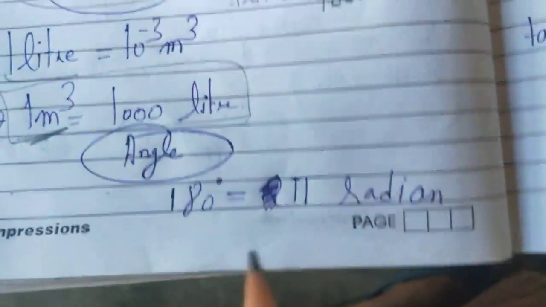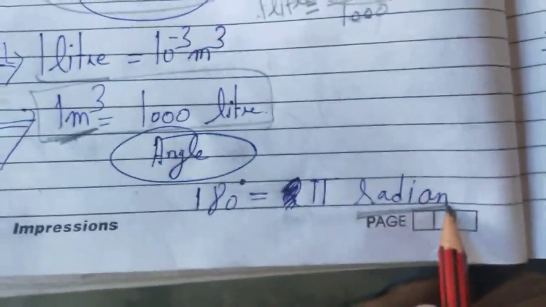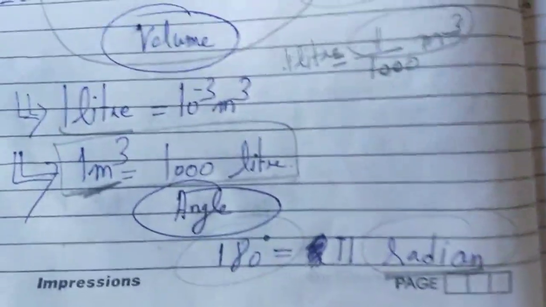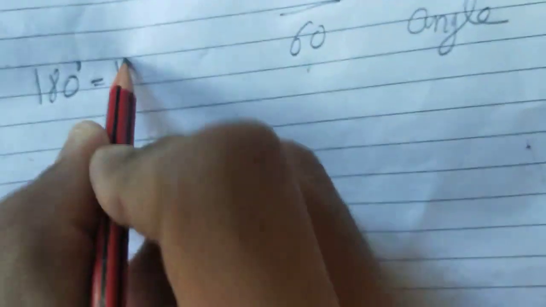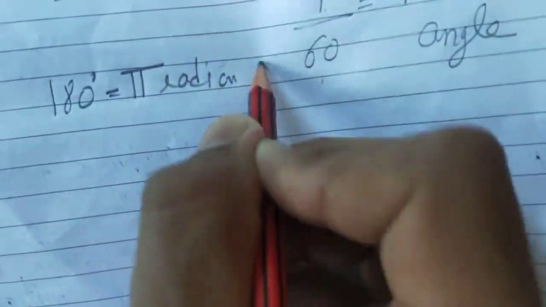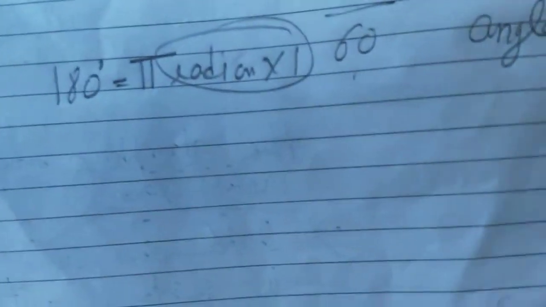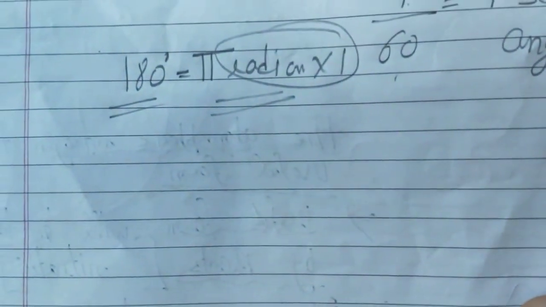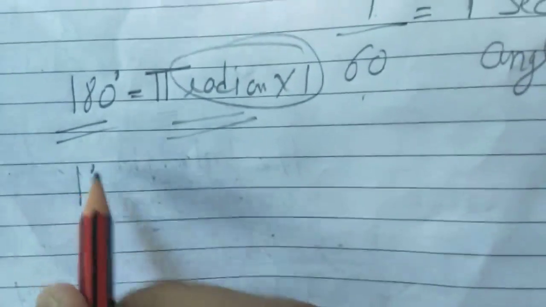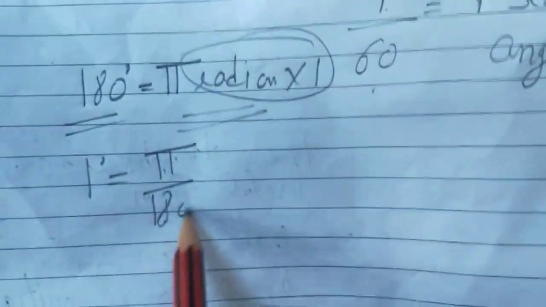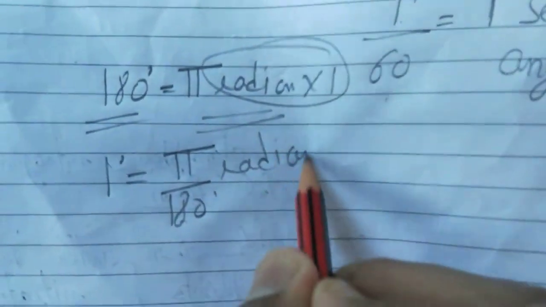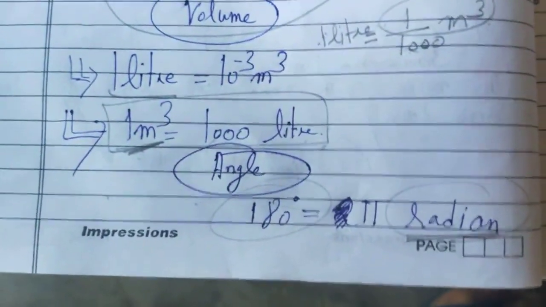What is the unit of angle? We have read radian, but we are using degrees. So keep this concept in your mind: 180 degree is equal to pi radian. So 1 radian is 180 degree upon pi, and 1 degree is equal to pi upon 180 radian. This is the concept of angle, the practical unit of measurement of angle, which you have to remember.